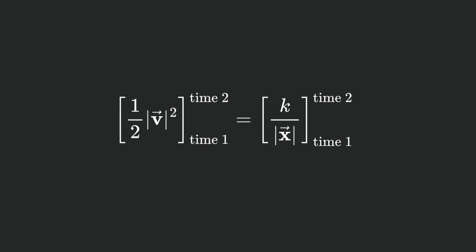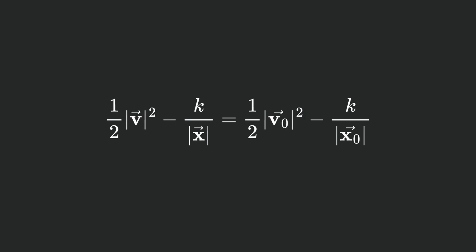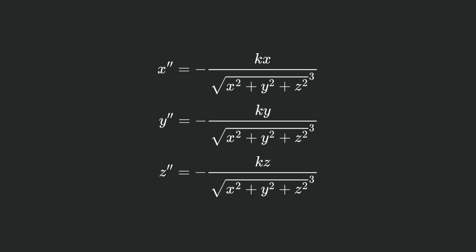It turns out that on the left we find the magnitude of the velocity, and on the right, again, the magnitude of the position vector. Let's take time 1 as the start, and time 2 as any later time. The rearranged equation reminds us of the law of conservation of energy. So, it's very easy to know the magnitude of the velocity, but not its components. The cool thing about this is that it also works in 3 dimensions.